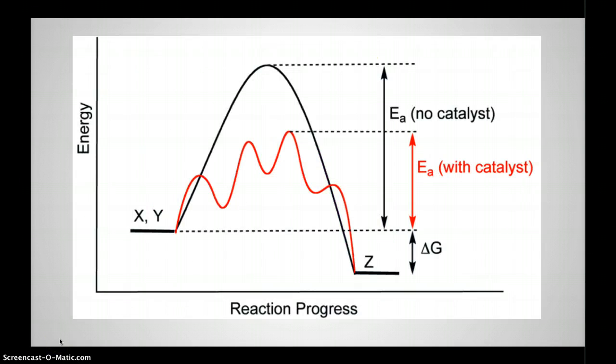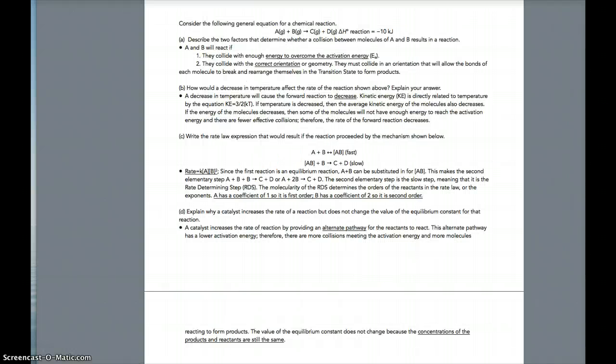This last graph shows how a catalyst works. The black curve is the original pathway, and the red curve is the catalyzed pathway. You can see that the catalyzed pathway has a lower activation energy than the original pathway. But delta G is still the same because it is a state function, meaning that it is independent of the pathway. Okay, so now here's the FRQ.